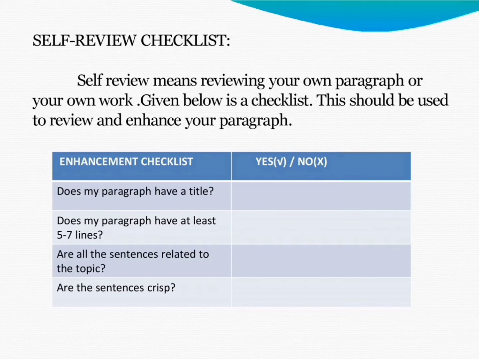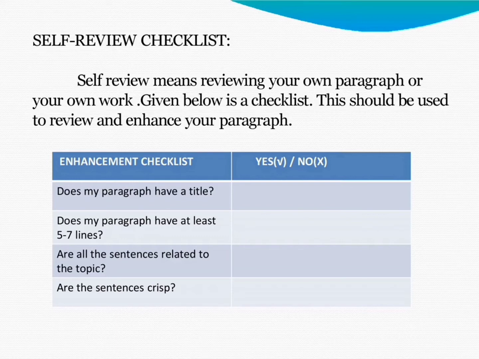So the third one is, are all the sentences related to the topic? So while writing a passage, every sentence should be related to the topic. You should not write irrelevant sentences, okay? So you need to check whether all the sentences in a given paragraph are related to the title, related to the topic, okay? If it is related to the topic, put yes, that is a tick. If it is not related to the topic, put no, that is a cross.